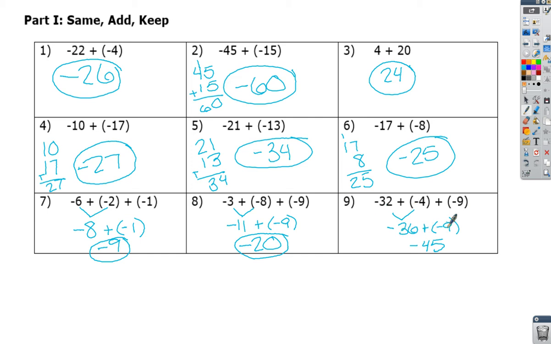Then we're bringing down that negative 9, so we have negative 36 plus negative 9. Both signs are the same, so we're going to add and keep our sign. 36 plus 9 is 45, and our sign is negative, so our answer is negative 45.